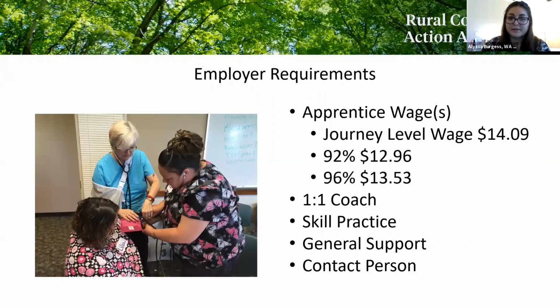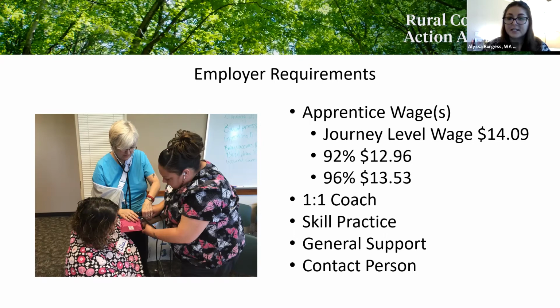So some of our employer requirements for any healthcare organization that's looking to become involved, they do have to pay the apprentices. Because we are a state registered apprenticeship program, the state gives us some wage requirements. We get to base our journey level wage off of our own employers though. So we take a wage and retention survey every year and we ask, what are you paying your starting MAs? We take the lowest of those reported wages and we make that our journey level wage. The state says that our apprentices have to make 92% of that wage for the first half of their program. Once they reach 1,000 hours or they're halfway through, they need to make at least 96% of that journey level wage. You can see those on the screen right now.